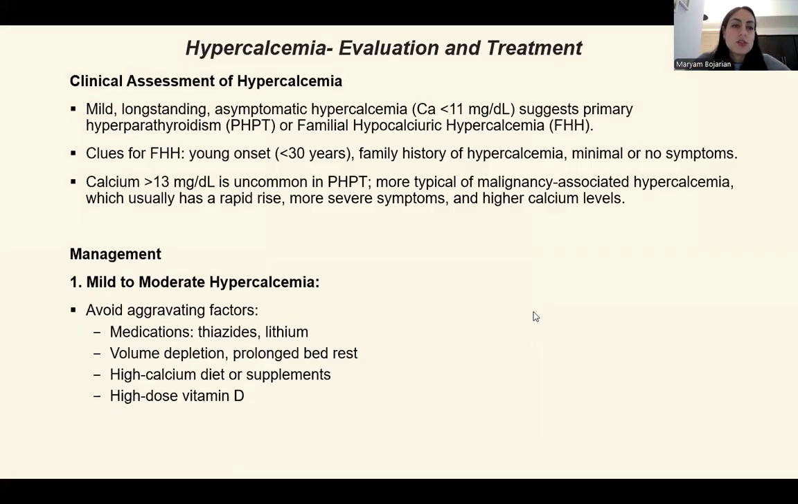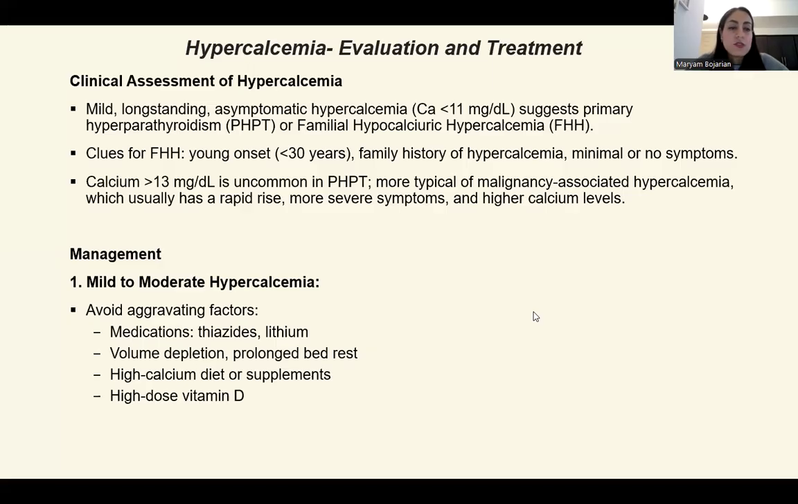Regarding evaluation and treatment, long-standing and asymptomatic hypercalcemia, usually with calcium less than 11, suggests primary hyperparathyroidism or FHH. Clues for FHH are a young patient, positive family history, or no symptoms. If your calcium level is high, more than 13, primary hyperparathyroidism is uncommon. It is more typical of malignancy-associated hypercalcemia, which usually has a rapid rise, more severe symptoms, and higher calcium levels.